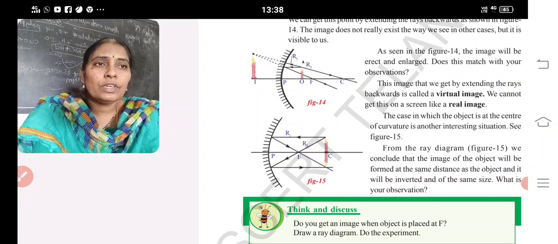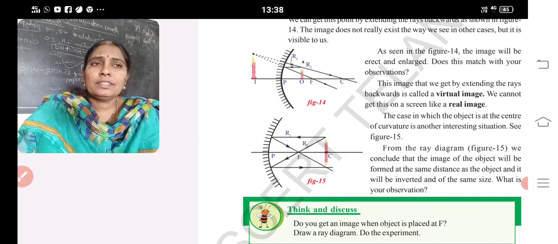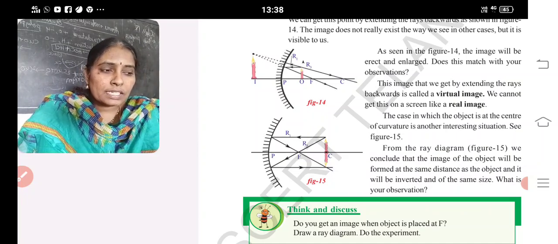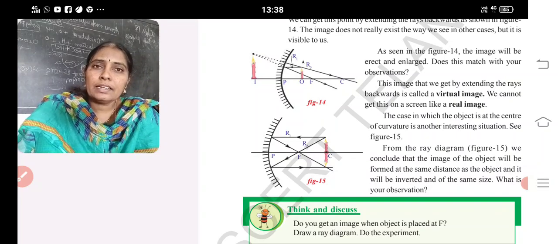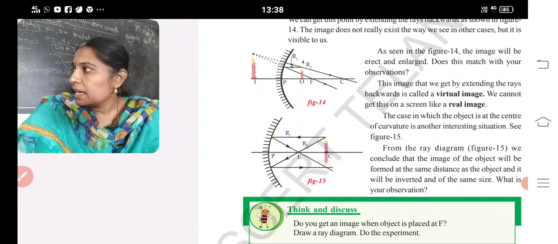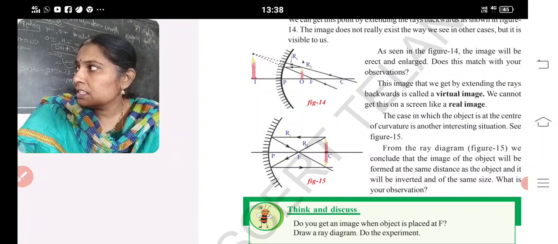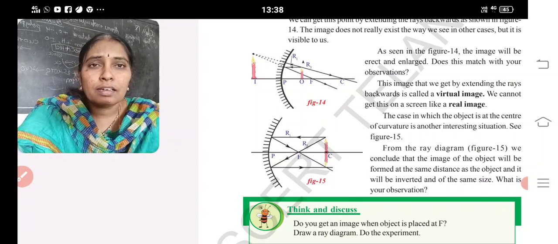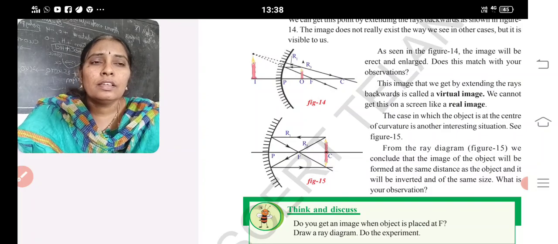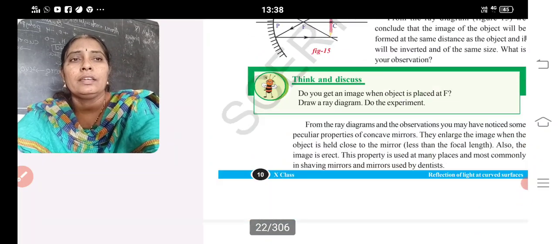screen, we cannot get it on the screen like a real image. Virtual image means it cannot be caught on a screen, but it can be seen directly in the mirror. Such an image is said to be a virtual image. And if it is caught on a screen, then it is said to be a real image.